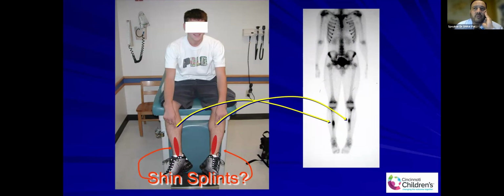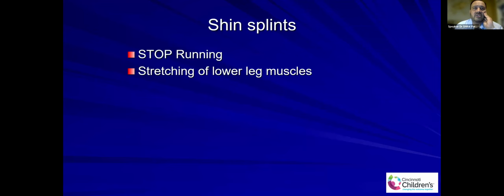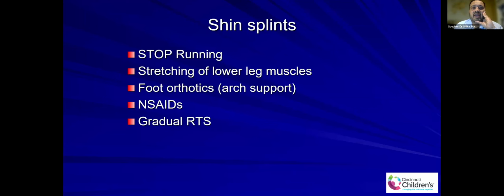You can use X-rays or MRI to differentiate that. They are treated differently. When it is shin splints, you stop your activities, then stretch the lower leg muscles. Sometimes you need arch support, NSAIDs, and a gradual return to sports.